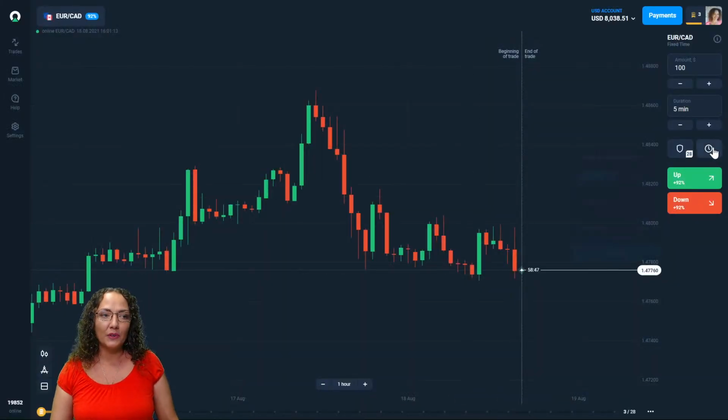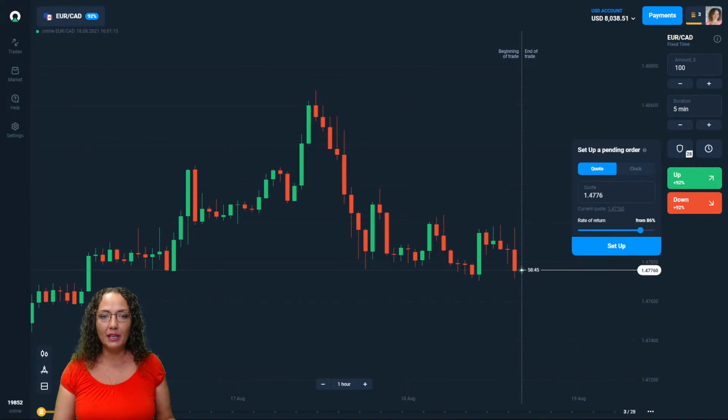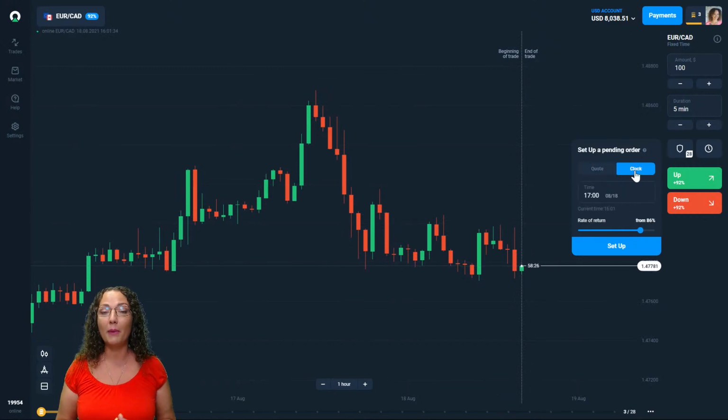So I guess the first thing that we should discuss is what exactly is a pending order. A pending order is an order that you place on the market for it to open for you in the future when the price reaches a certain level. And you can actually also set up a pending order by time, so for the trade to open at a specific time that you indicate.